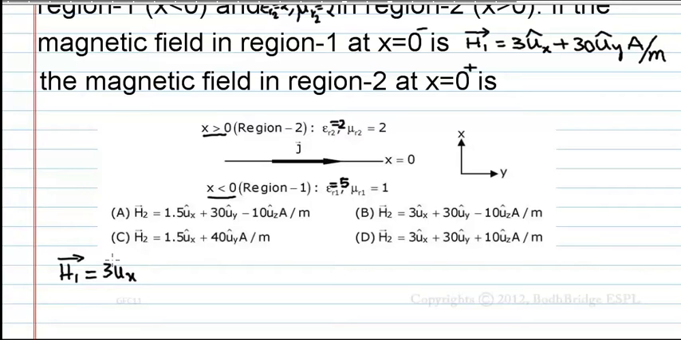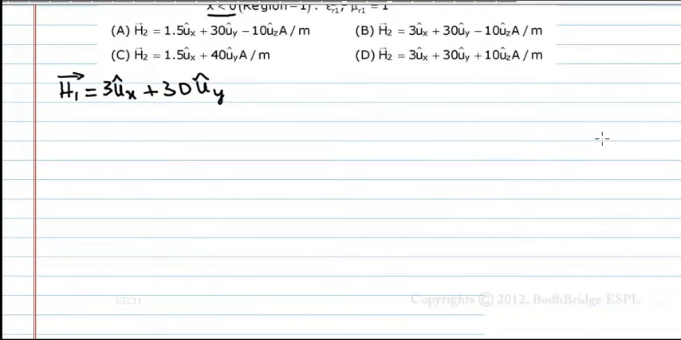3 ux plus 30 uy cap ampere per meter. Remember the units. H bar is ampere per meter. This is a very important question sometimes; they ask the units of H bar. And E bar has volt per meter.